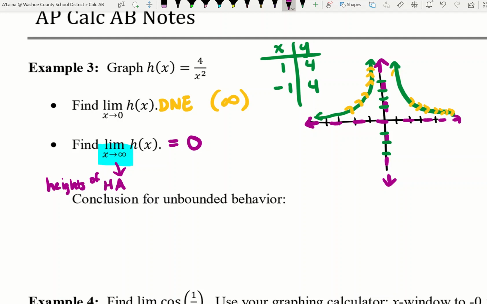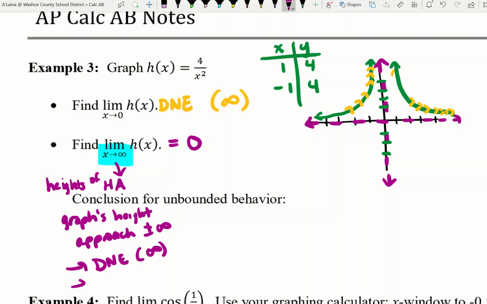So, unbounded behavior, when you're talking about the term unbounded, we're talking about things happening to infinity. So, some conclusions for unbounded behavior is that if a graph's height approaches positive or negative infinity, it could be going up forever or down forever, what we're going to say is that limit does not exist. And we will say like does not exist because it's positive infinity, or does not exist because it's negative infinity. We'll explore that more later on a different lesson.